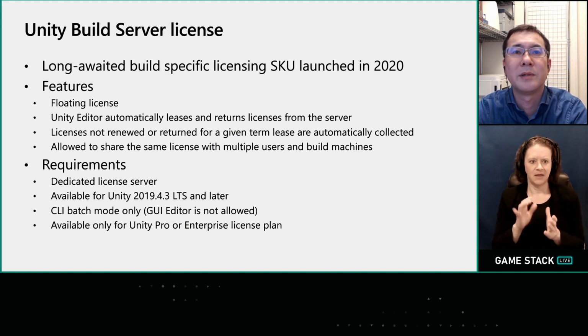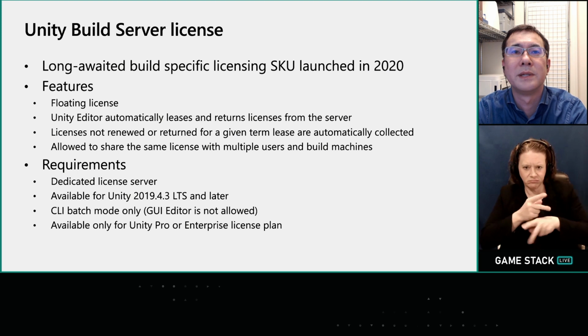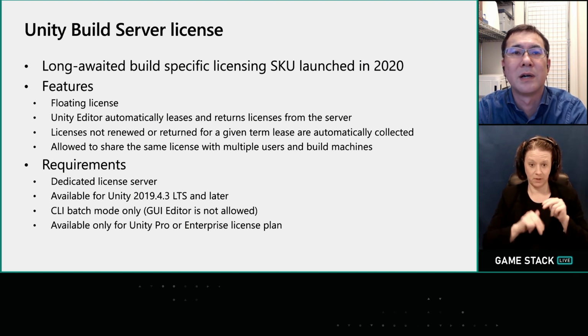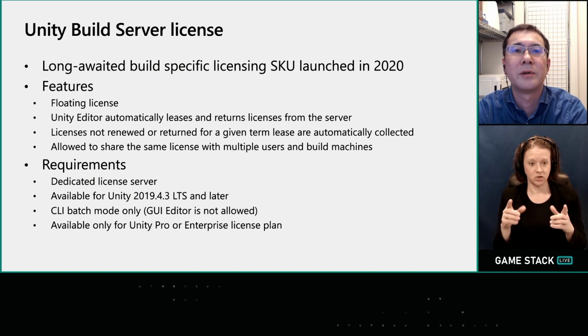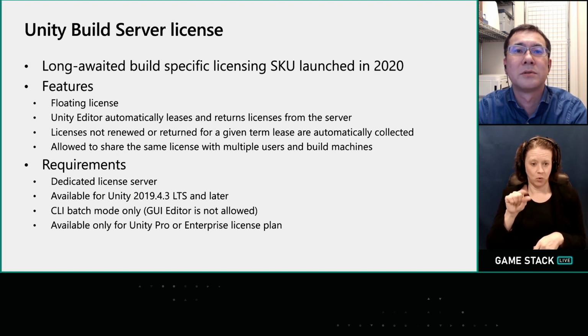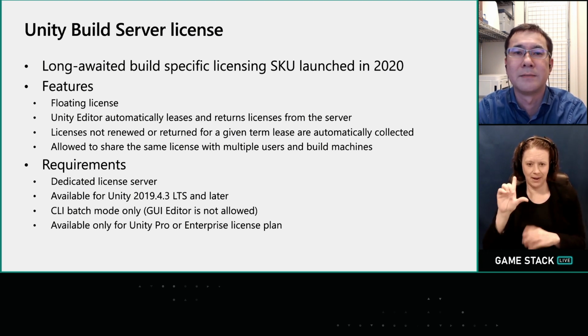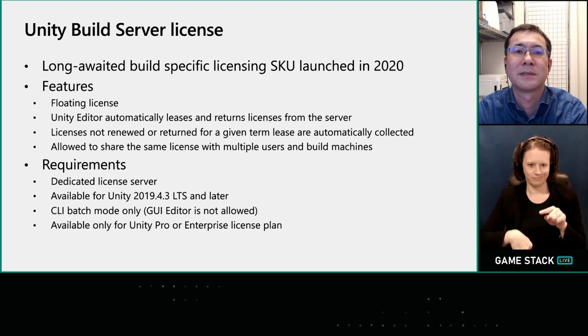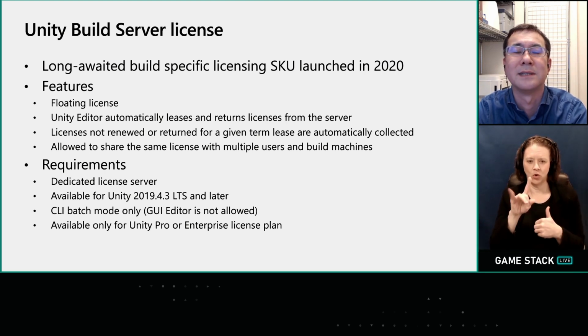But there are some requirements. You need to build and run a dedicated license server. It's available only for Unity version 2019.4.3 and later. You are allowed to run CLI batch mode only. No GUI is available. And you need Unity Pro or Enterprise subscription to purchase this license.